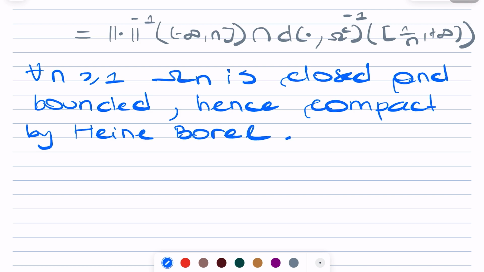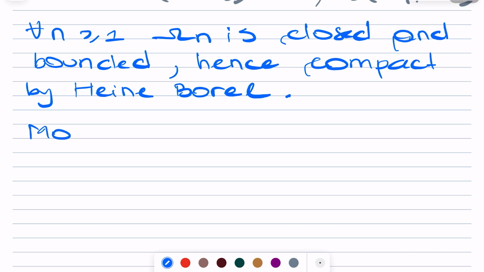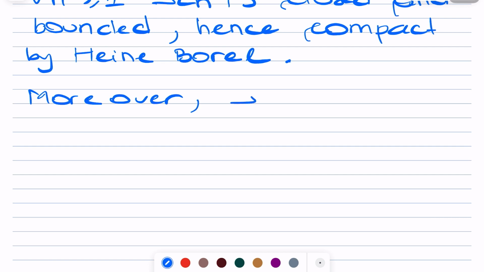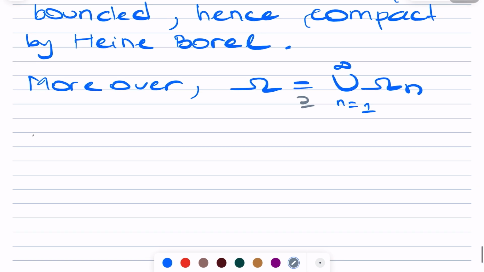Good. Moreover, our sequence of omega n obviously approximates omega. We will have a short proof for that. How do we see that? This inclusion is trivial. The main deal is to show that if I have an element x in omega, then that element x lies in one of the omega n. So let's have a short proof. Indeed.